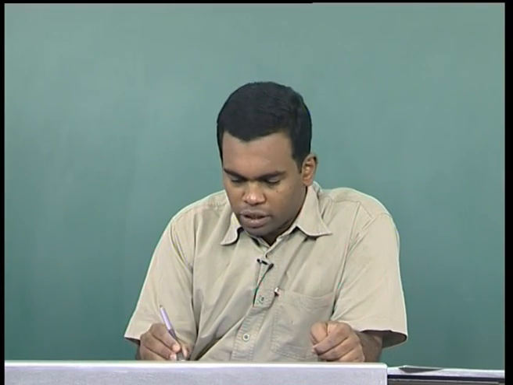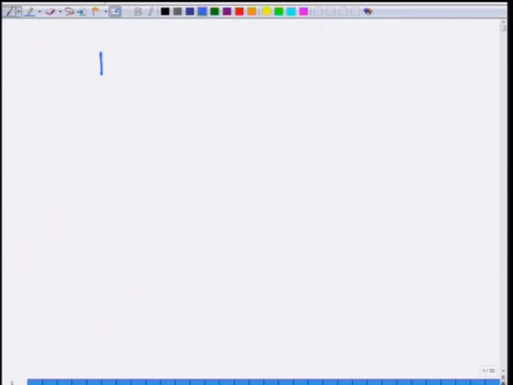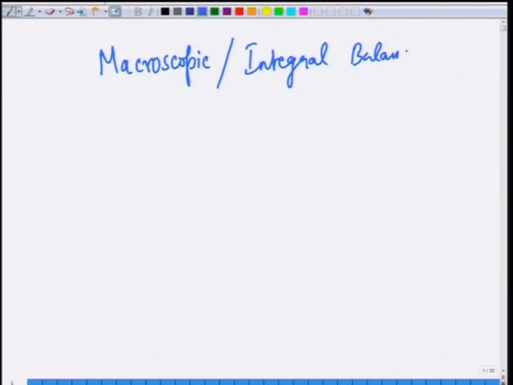The topic that we are currently discussing is under the title of macroscopic balances, or they are also referred to as integral balances. Just to remind you of what we were discussing in the last lecture, macroscopic balances are concerned with entire process equipment like pumps, compressors or tubes, networks of tubes and so on.